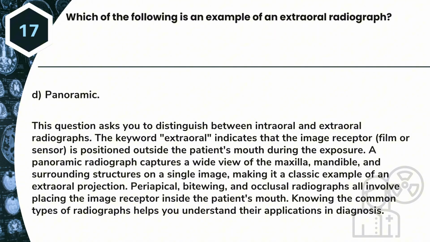Answer D. Panoramic. This question asks you to distinguish between intraoral and extraoral radiographs. The keyword extraoral indicates that the image receptor, film or sensor, is positioned outside the patient's mouth during the exposure. A panoramic radiograph captures a wide view of the maxilla, mandible, and surrounding structures on a single image, making it a classic example of an extraoral projection. Periapical, bite wing, and occlusal radiographs all involve placing the image receptor inside the patient's mouth. Knowing the common types of radiographs helps you understand their applications in diagnosis.